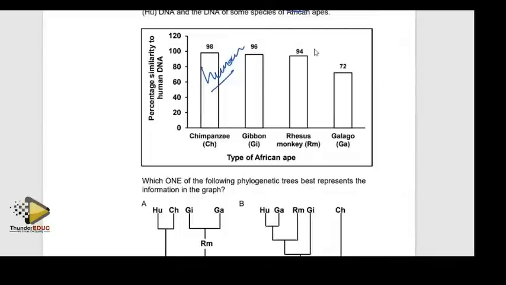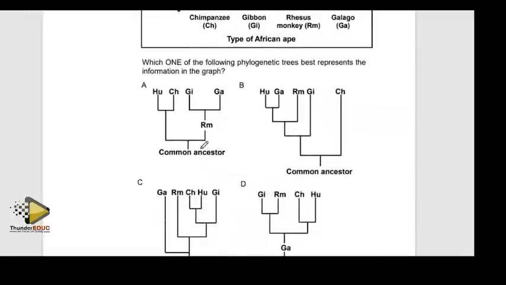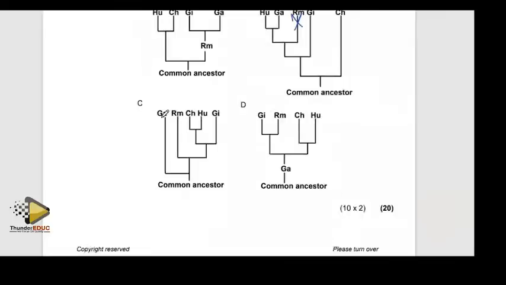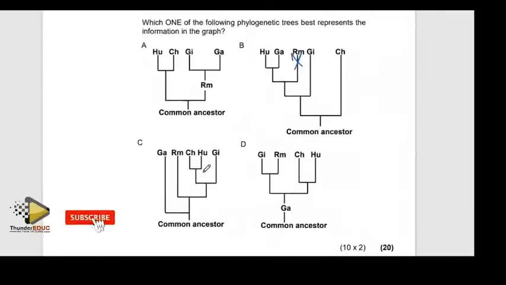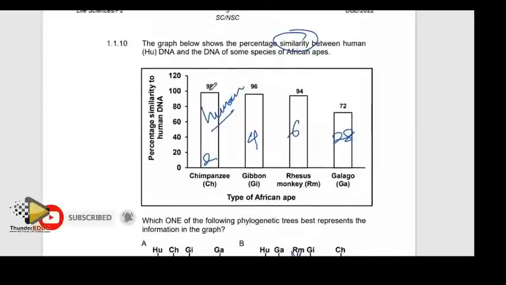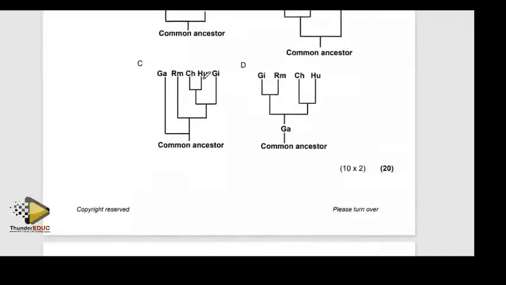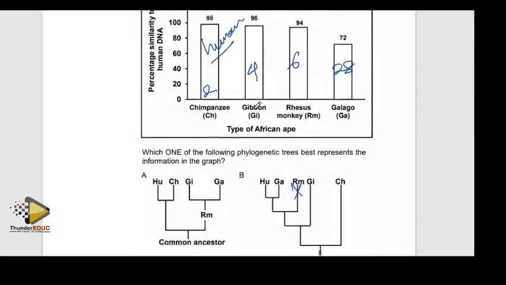Why? Because the difference here is 2, while the difference here is 4. And then the difference here is 6. It means that we are more closely related. If we look at divergence, we diverged recently compared to the gibbon. Now let's go to the options. We are seeing here human and chimpanzee. Yes, they are closely related and they are recent. If you look at them here, 2% difference and 4% difference, it means that we diverged recently, but we are next.